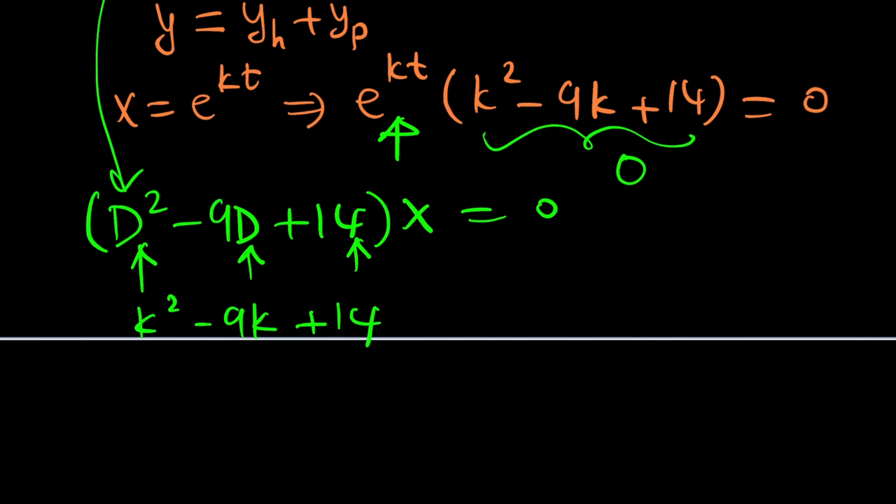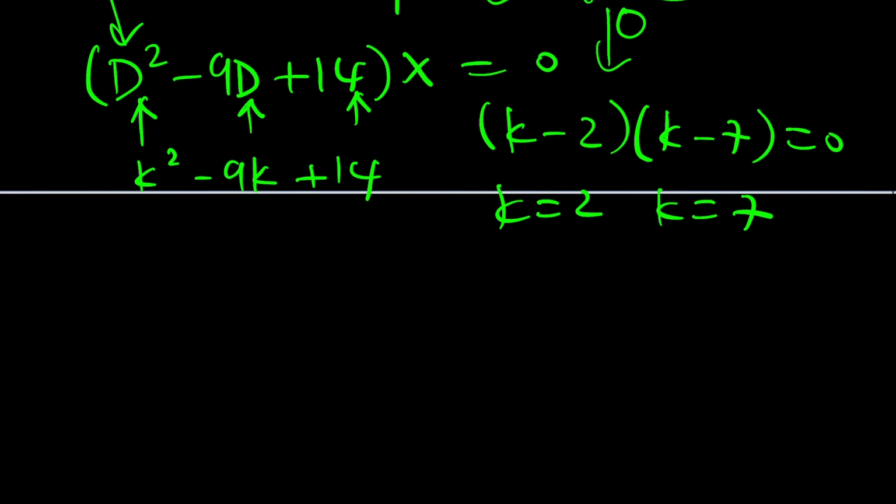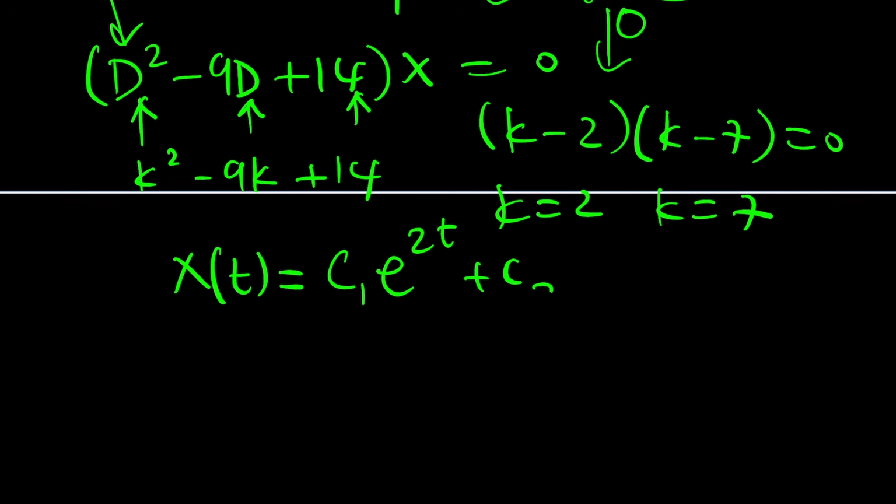Make sense? But this is factorable into (k minus 2)(k minus 7). So from here we get k equals 2 and k equals 7 as our roots. Roots of the characteristic equation give us the value of x. So x of t can be written, with the coefficients of course, as c sub 1 e to the power 2t plus c2 e to the power 7t. So this gives us the homogeneous solution, right?